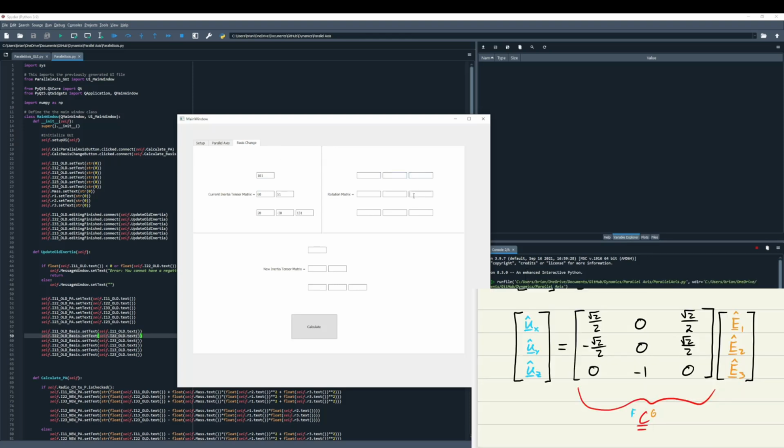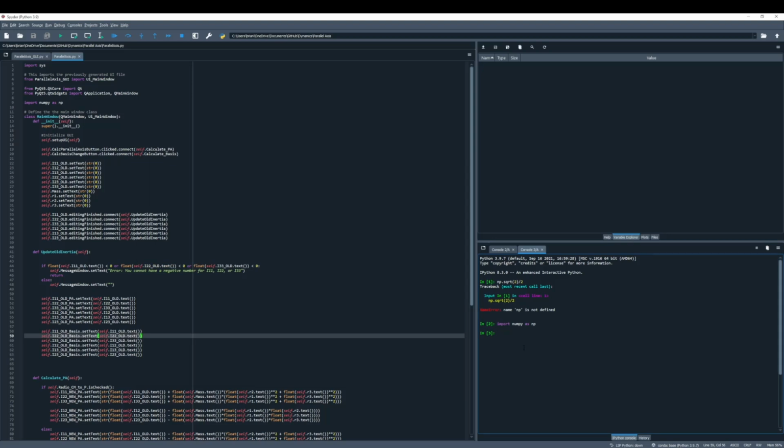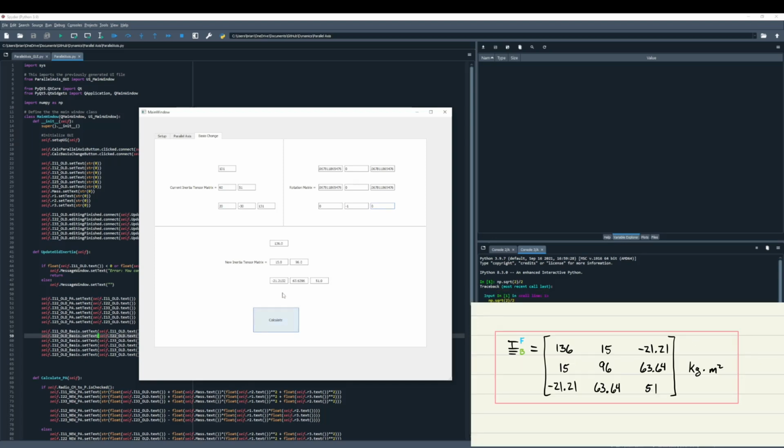Now we have to put in what our rotation matrix is. So what is the rotation matrix that goes from G to F? I just need to know what square root of 2 over 2 is. It's like 0.7 something. Okay, it is this number. I'm just going to copy and paste it. And our rotation matrix was root 2 over 2, negative root 2 over 2, 0, and then 0, 0, -1, and then root 2 over 2, root 2 over 2, and 0. I just copied this from our notes. And I'm going to hit calculate, and this is exactly what we got before doing it by hand, right? 136, 96, 51, 63, -21, and 15.